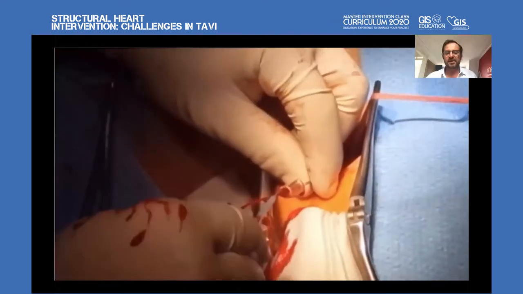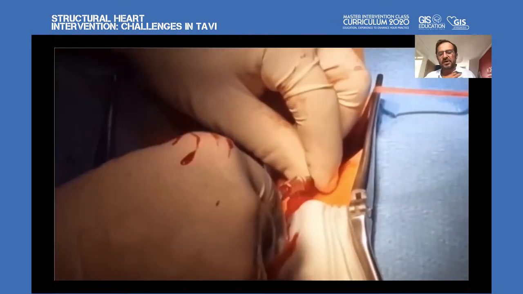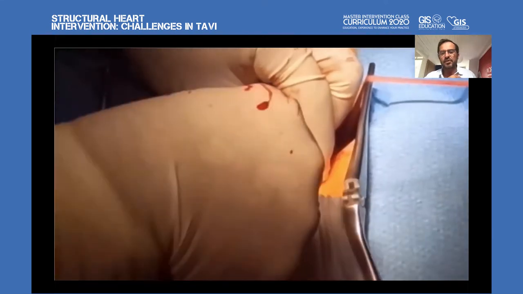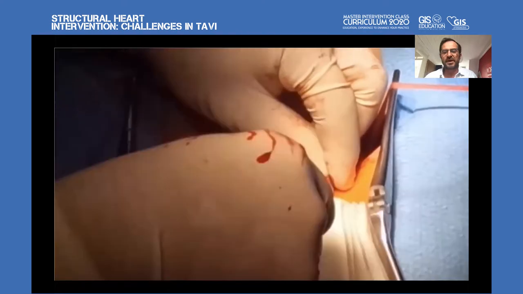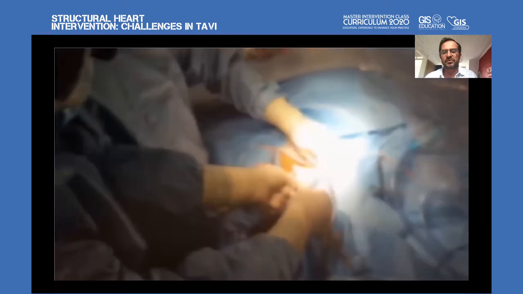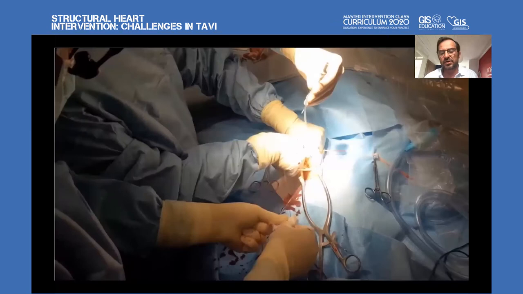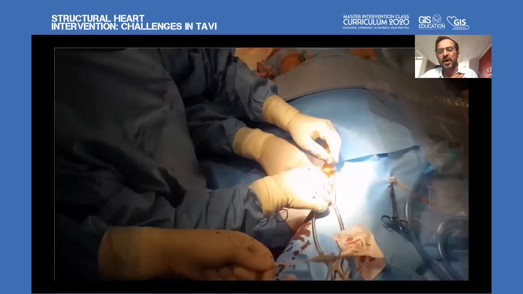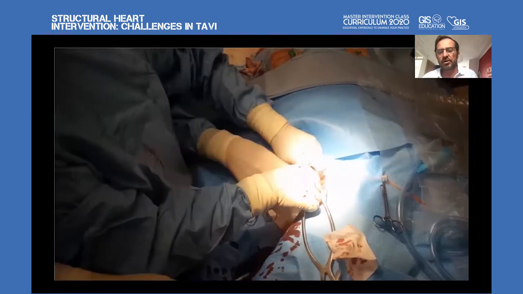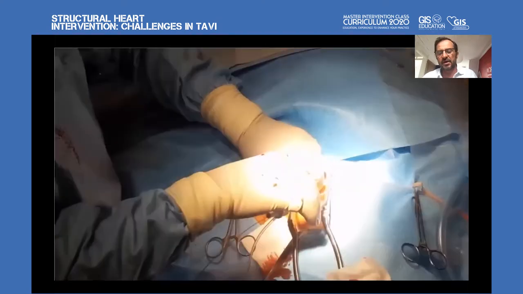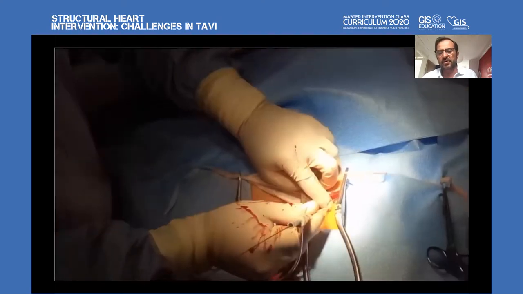So, in fact, the access is very, very fast, very simple. Then you have only X-ray to verify that you are going in the ascending aorta, and very straight. We just use the straight wire to cross the aortic annulus, and then we just put the valve. And I could set up the video here.